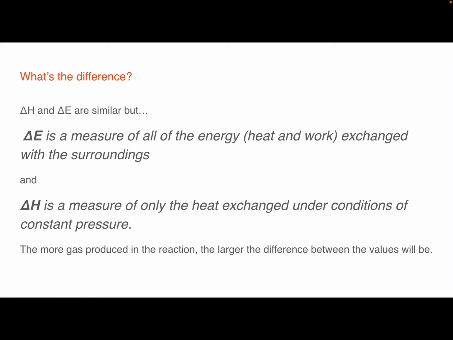Well, internal energy is a measure of all of the energy, both heat and work. Delta H is just the heat under conditions of constant pressure. So if you have constant volume, like I said, the work and the heat are coming out together. But in this case, well, I guess to say the work and heat are coming out together is wrong. There is no work done, so all the internal energy is coming out as heat. With enthalpy, work is being done, we just don't measure it. We're only worried about the heat.